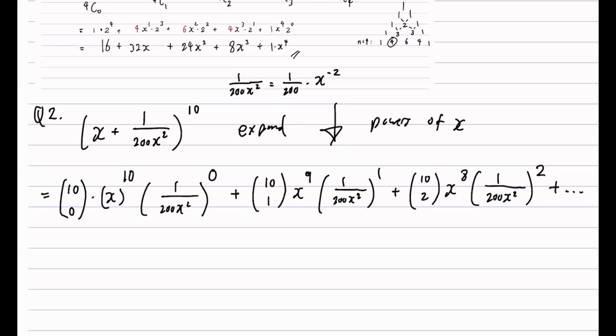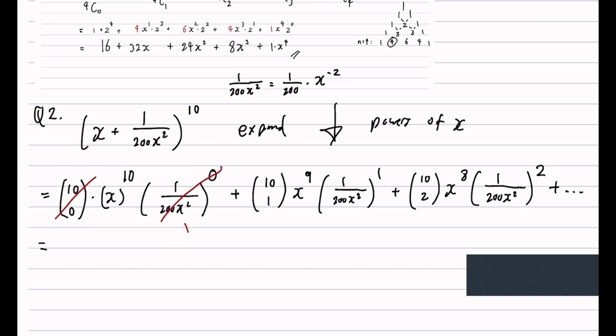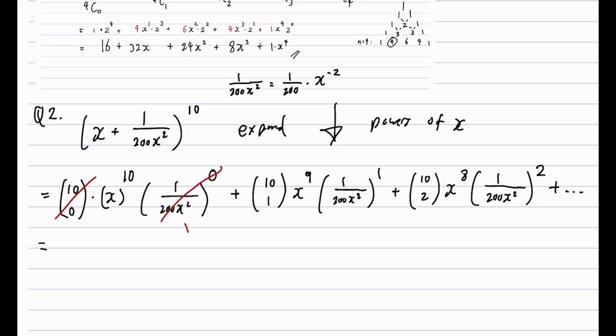Okay, then you want to simplify this. Anything power 0 is equal to, what is it? Anything power 0 is 1. Good. 10 choose 0 is? Think about it intuitively. You have 10 clothes in your wardrobe. You want to choose 0 clothes. How many ways can you do that? 1. There's only one way to choose none of the clothes, right? 0 means none of the clothes. So 1. Then x power 10 is just x power 10. Okay, good.